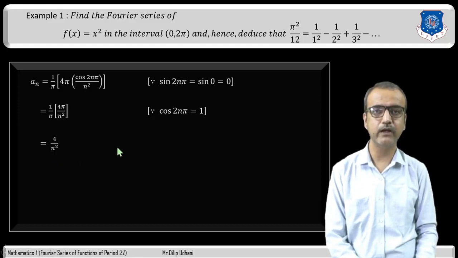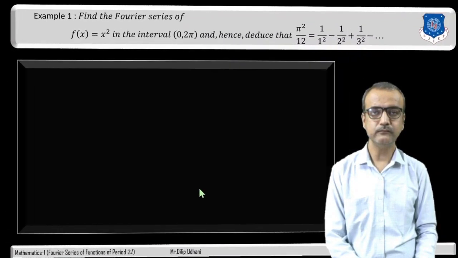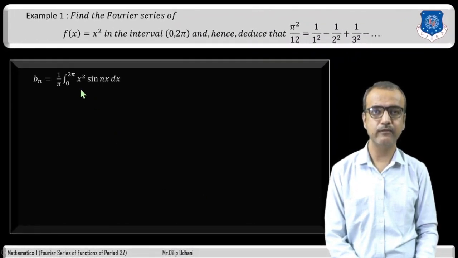Now similarly, we will find out the value of b_n, and b_n is 1 upon l integration from c to c plus 2l f of x sin n pi x by l dx. Now in b_n we will replace l by pi, c by 0, and f(x) by x square. So it will become 1 upon pi integration from 0 to 2 pi f(x), replacing l by pi, sin nx. Now we replace f(x) by x square. Now we have to integrate x square sin nx with respect to x.